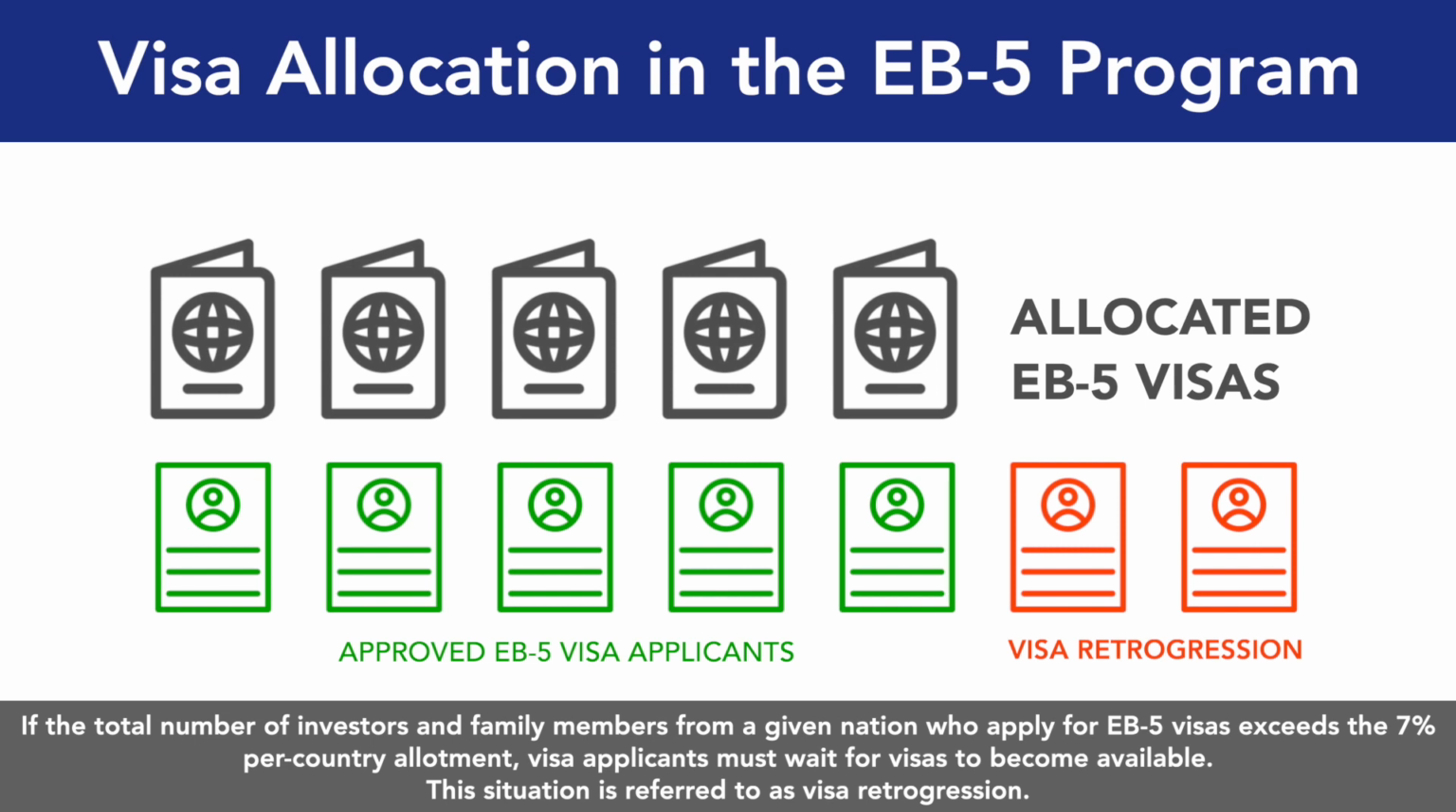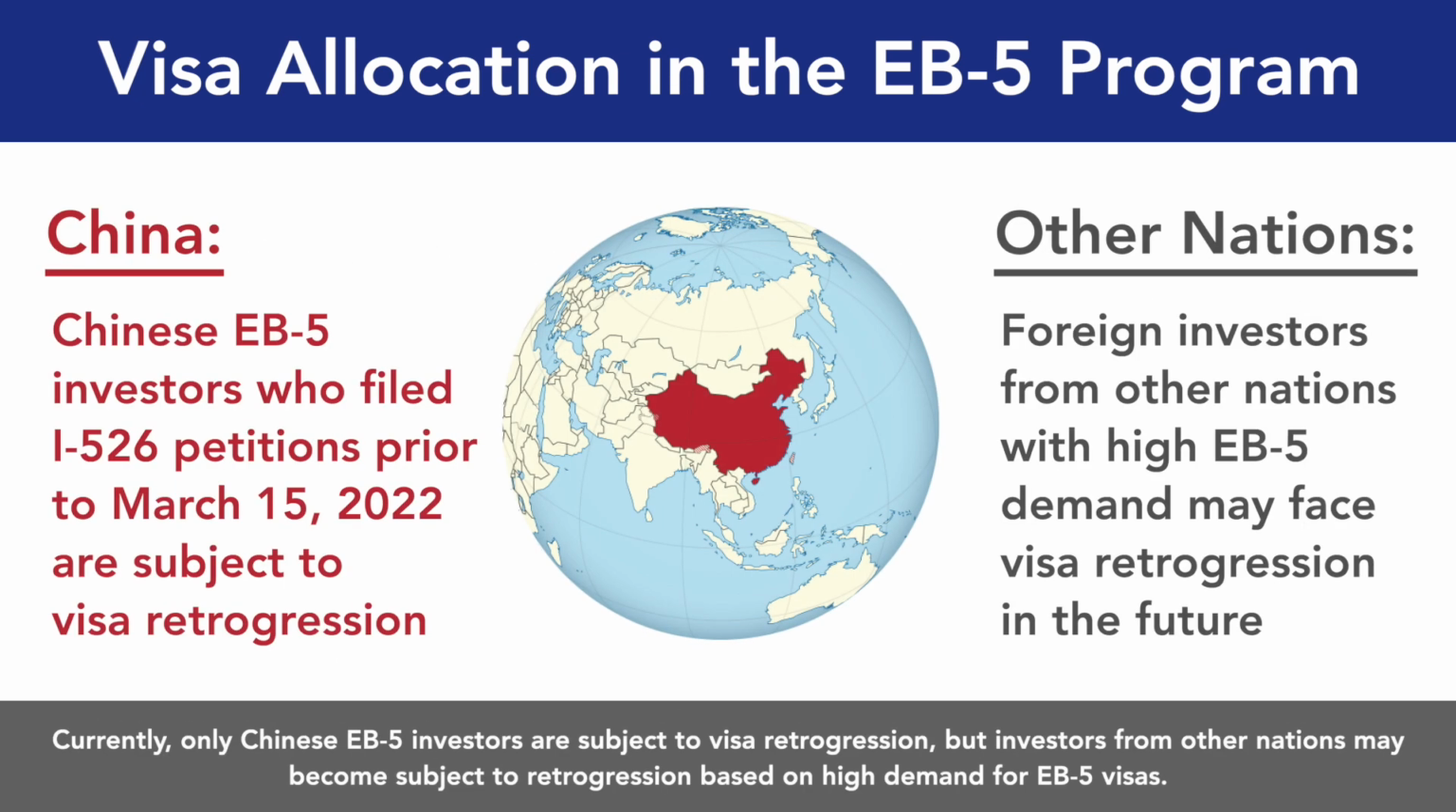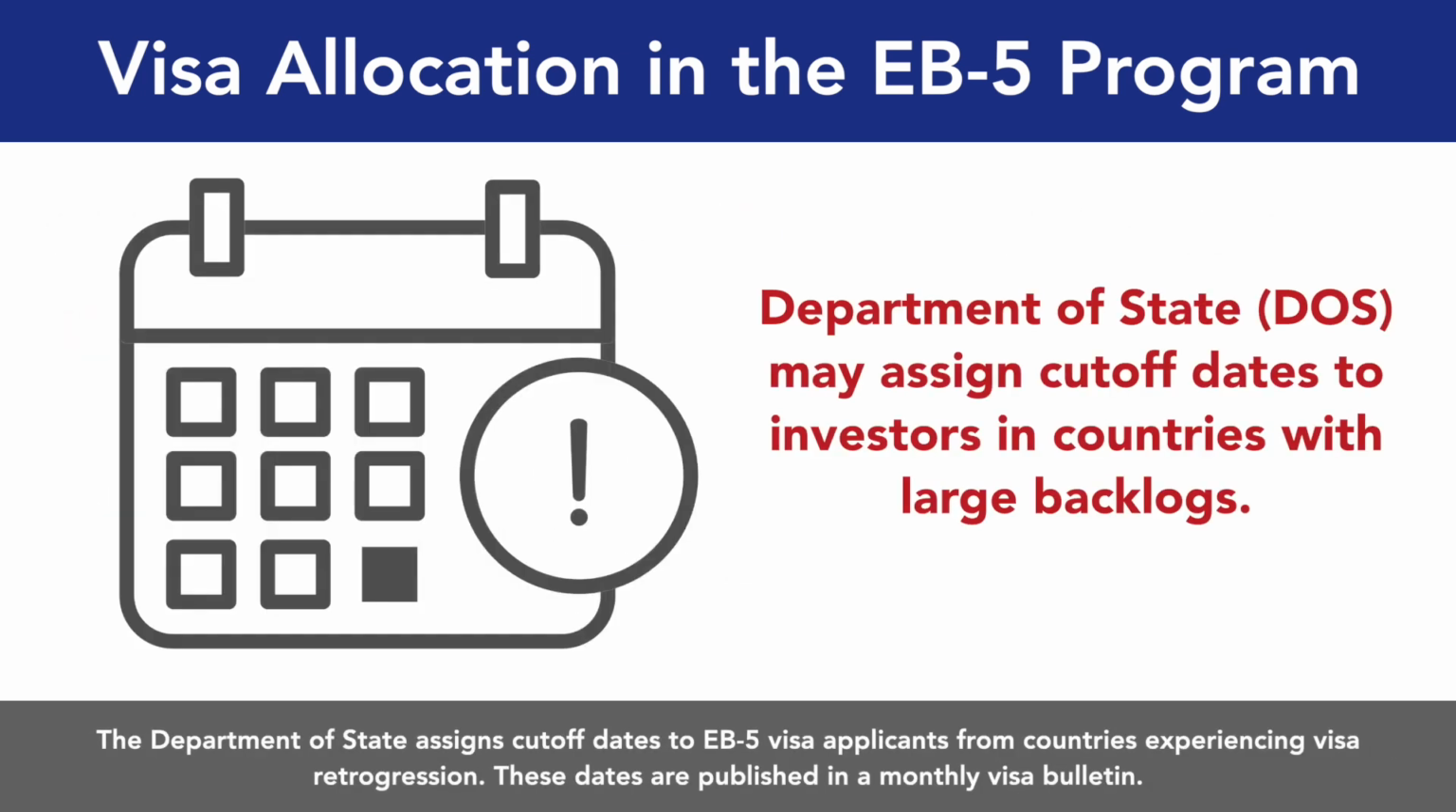This situation is referred to as visa retrogression. Currently, only Chinese EB-5 investors are subject to visa retrogression, but investors from other nations may become subject to retrogression based on high demand for EB-5 visas. The Department of State assigns cutoff dates to EB-5 visa applicants from countries experiencing visa retrogression. These dates are published in a monthly visa bulletin.